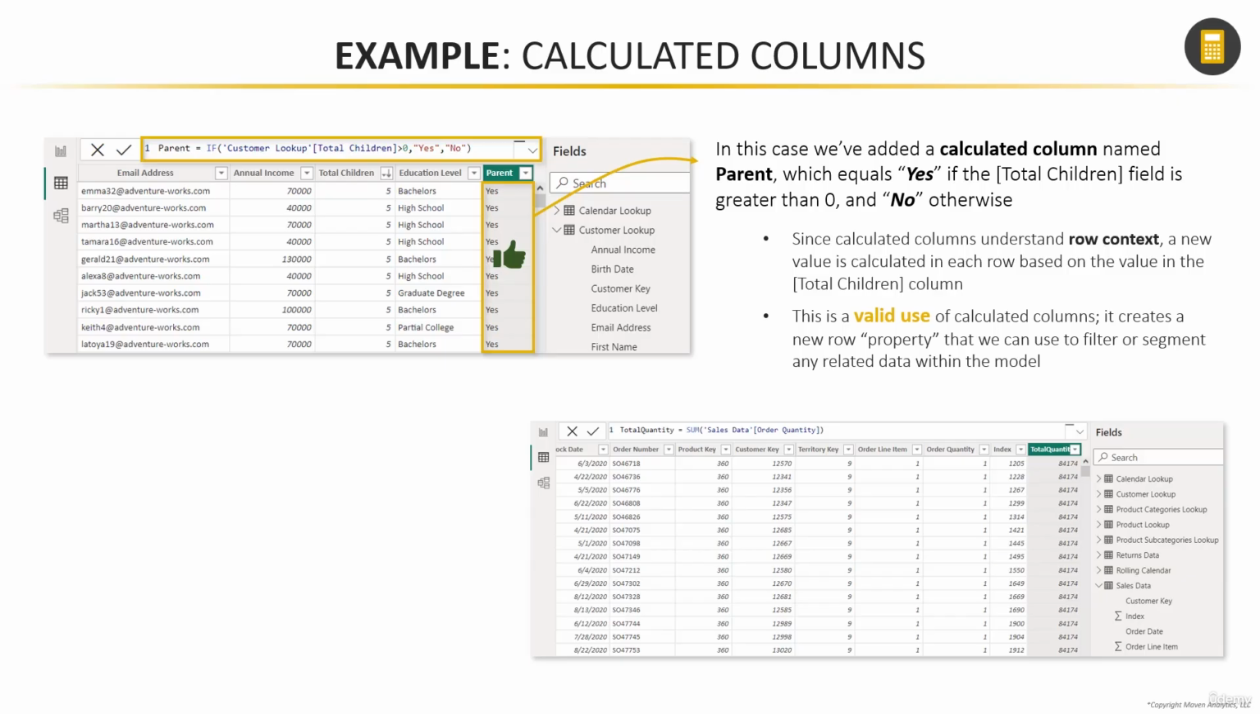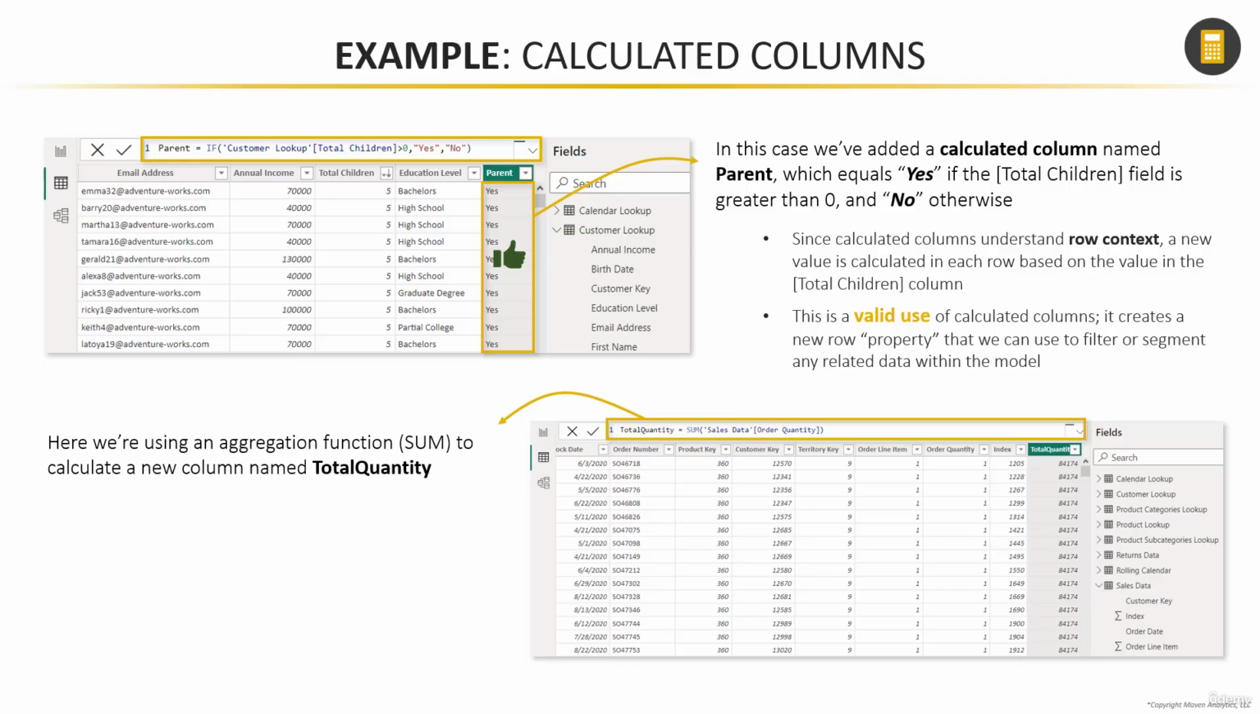It creates a new row property that we can now use to filter or segment any related data within the model. So we can grab that parent field, pull it into a visual, and break down our numerical metrics or values to compare data for parents versus non-parents.